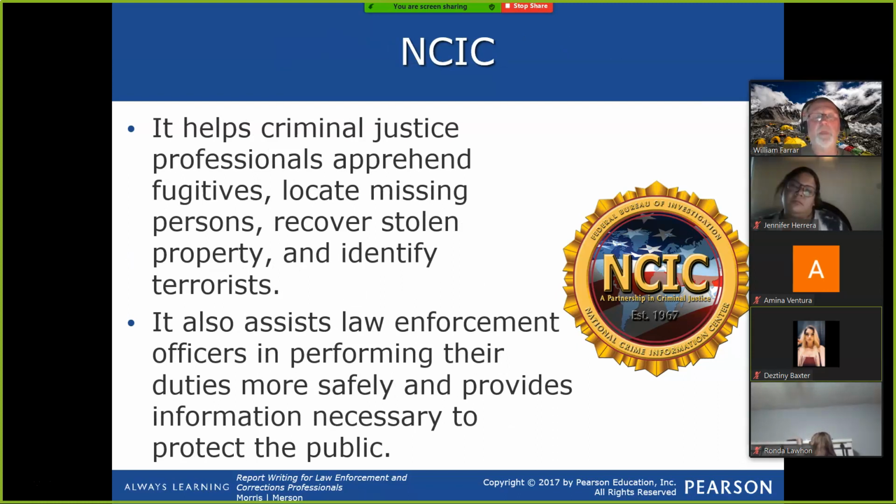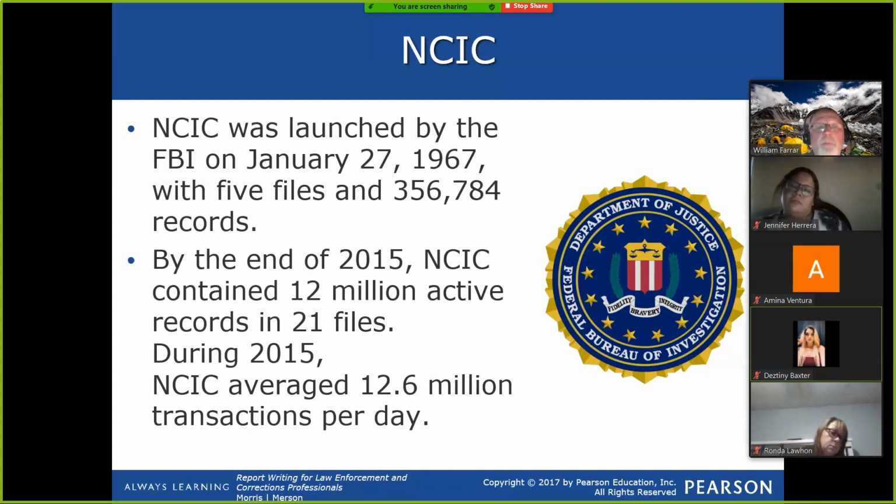And this NCIC helps criminal justice professionals apprehend fugitives, locate missing people, recover stolen property, and even identify terrorists. It also assists law enforcement officers in performing their everyday duties more safely, and provides information necessary to protect the public, like wanted folks, or fugitives, or escapees, or even people with just warrants. That information typically is going to be something through NCIC.